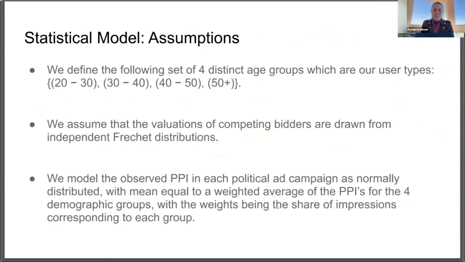And I have to make certain assumptions to estimate these bid distributions. I will define 4 distinct demographic groups, which correspond to these age groups. I assume that the valuations of the advertisers are drawn from independent Fréchet distributions. And I will model the observed price per impression in each political ad campaign as a weighted average of the PPIs, prices per impression, for the 4 age groups that you see above, with the weights being the share of impressions corresponding to each group.